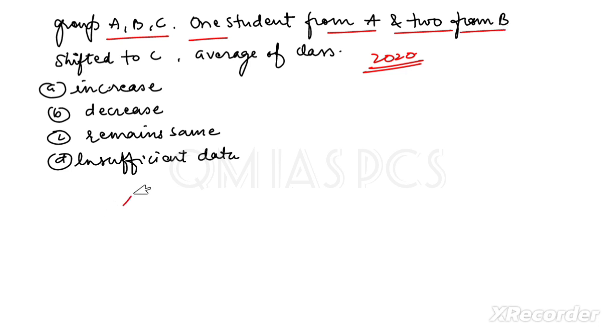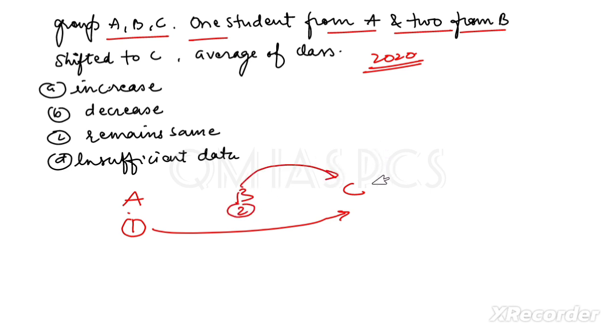You can write here A, B and C. It is not given how many students are in A, B or C. It is just said that from A, one student is going to C, and 2 students are going from B to C, right? So whatever the value is right now, let's say here is A, here is B, here is C. At present it will be A minus 1, B minus 2, and C plus 3.